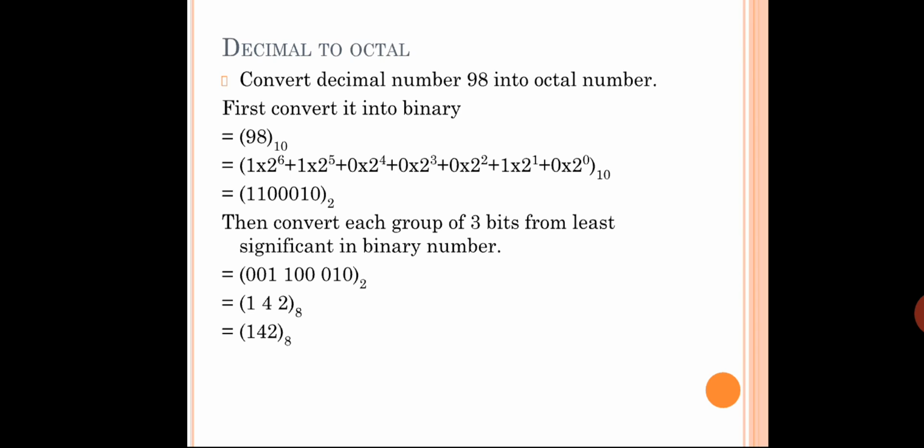Because whatever result you are going to get, it is in the octal number system. So the octal number system can always be represented by giving the base value 8. So ultimately, if you want to convert the decimal number 98 to octal, you are going to get the result as 142, or 142 to the base 8. Fine. So this is the step.